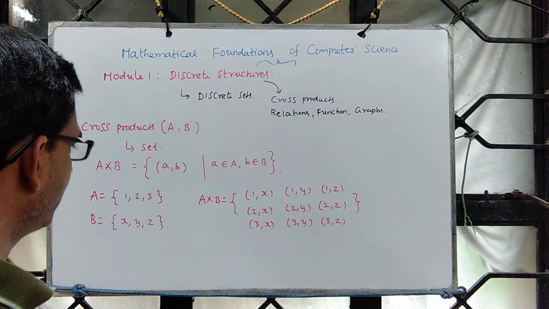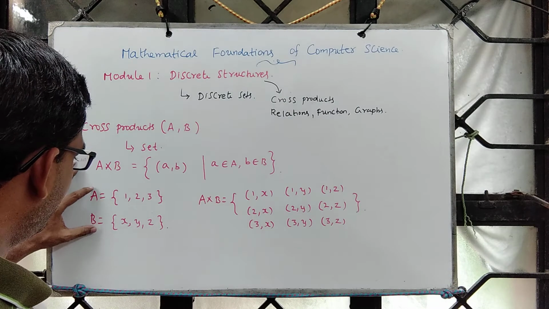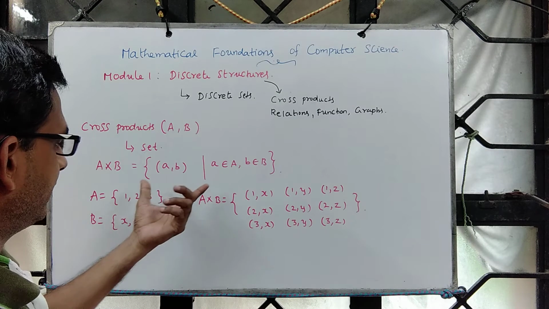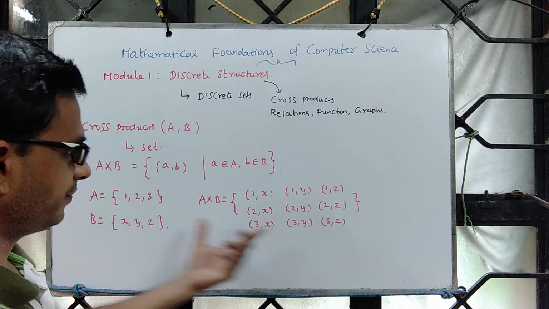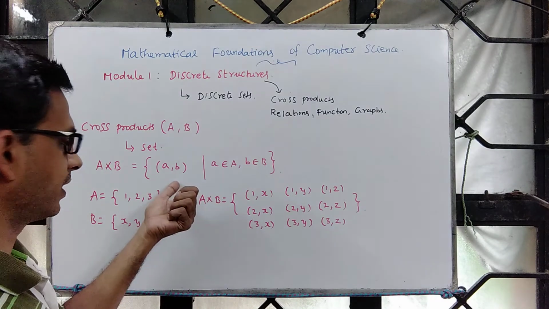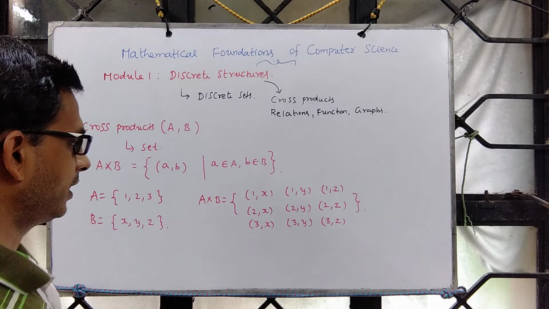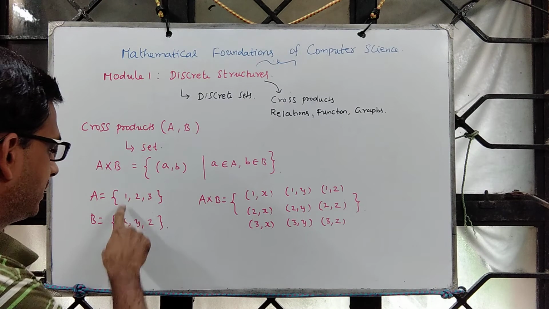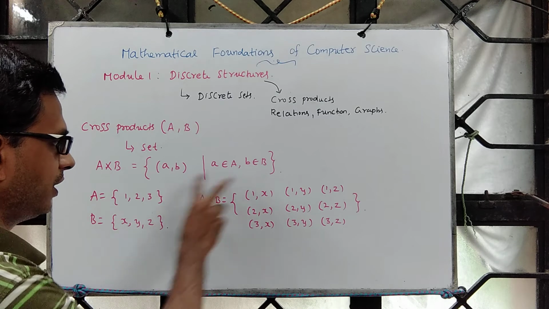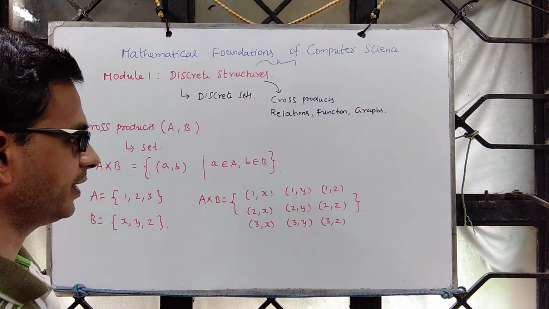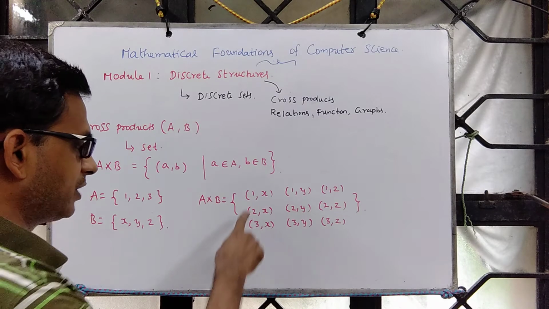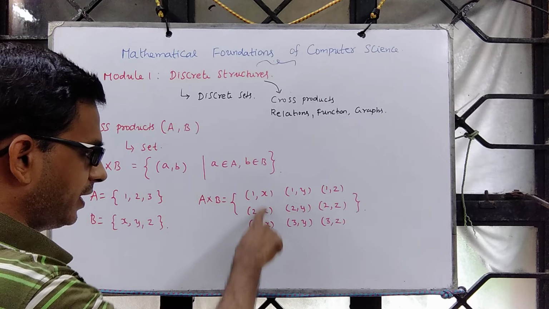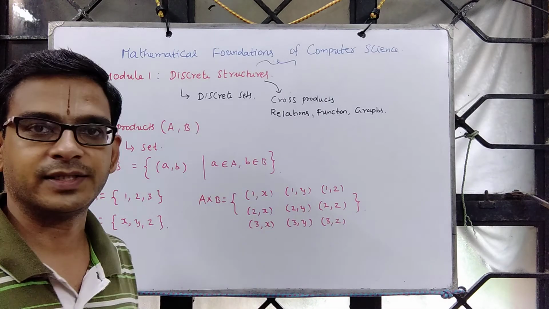So as you can see, when we define these two formally, A cross B is also defined formally using this definition. What it says is it consists of pairs A comma B, where A comes from the first set and B comes from the second. You look at all possible values for A and B. Possible values for A are 1, 2, 3. Possible values for B are X, Y and Z.